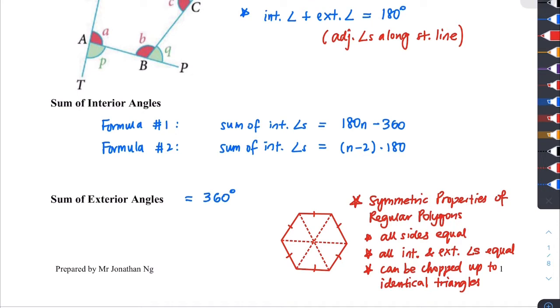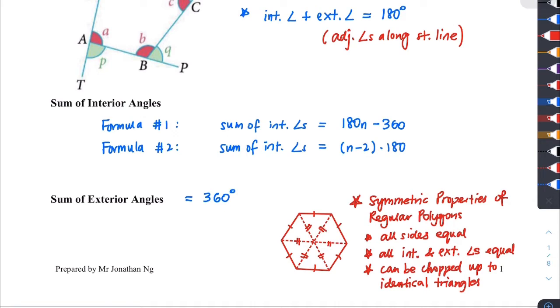And the 6 triangles, right, the lengths inside are the same. And this 360 in the middle, the full circle in the middle, can be divided into 6 equally as well. So this is what we call the symmetric property of regular polygon, meaning you can chop it up into symmetrical numbers. So for a regular polygon, it's very special, because all the sides are equal and all the interior angles are equal. So that's why you can also chop it up like this.